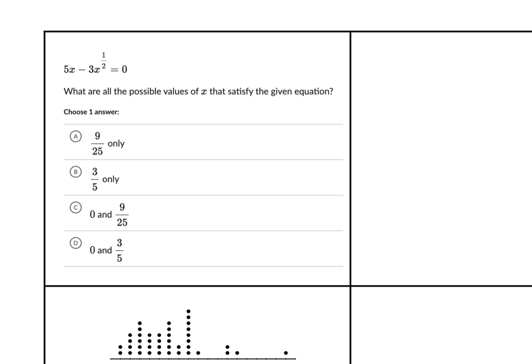What are all the possible values of x that satisfy the given equation? Again, I would use my calculator for this. Let me type it in, and then we will look at other ways to do this. So I put in... 3/5 doesn't work. 9/25 works. And 0 works. So 0 and 9/25 is the solution.